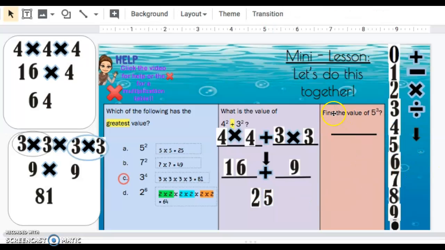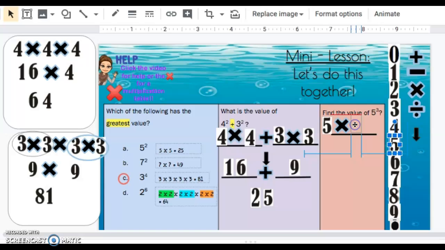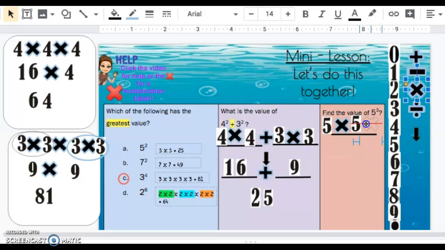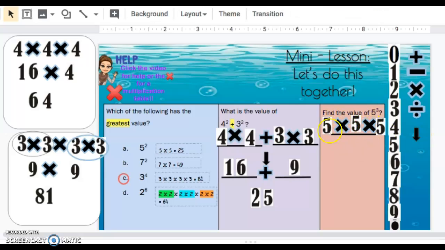Okay. The last one says find the value of 5 to the third power. So that's just what is the answer of 5 to the third power. So, or 5 cubed. So you would do 5 times 5 times 5. Okay, so you have 5 times 5 times 5. Well, we know 5 times 5 is 25. So we have our 25.